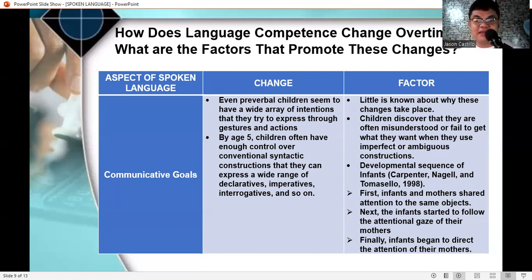So what is the developmental sequence of infants? First, infants and mothers share attention to the same object. After they share, the infant starts to follow the attentional gaze of their mother. Then finally, infants begin to direct the attention of their mothers. So that is the developmental sequence of infants according to Carpenter, Nagell, and Tomasello in 1990.